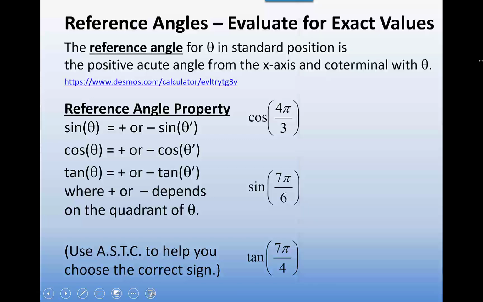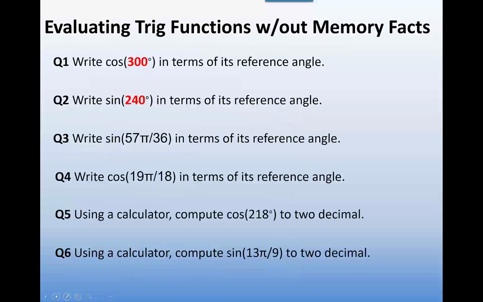Let's practice a little bit more here. Now, if you're using my lecture notes, I believe question 1 and question 2, you may have different numbers. So I changed them to 300 and 240. Now these first two are in degrees. We have not memorized the cosine of 300 degrees. But if we can find the reference angle for it, we can change the hard problem into an easier problem.